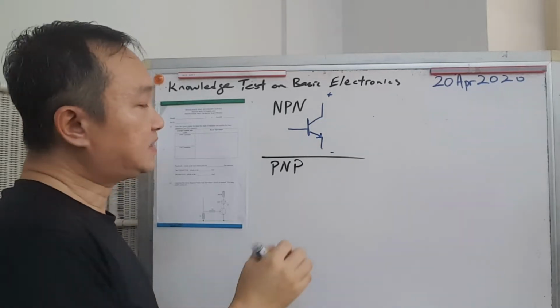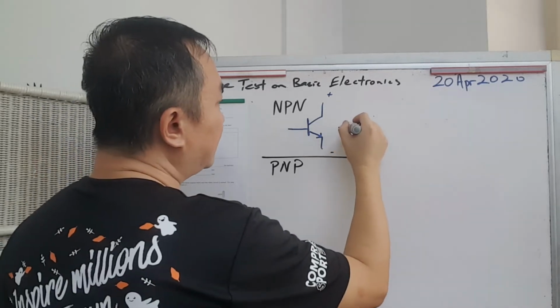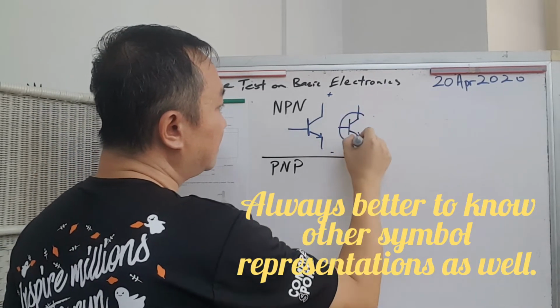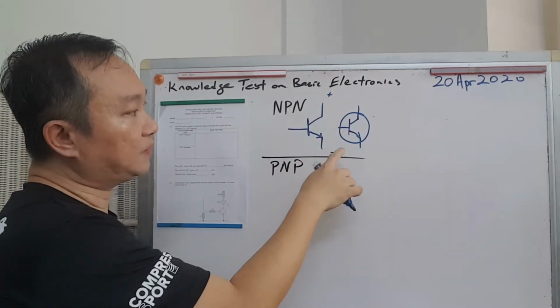Now, you may also see that in some textbooks and revision guides and so on and so forth, you will see this circle encompassing the circuit symbol. This is also acceptable, all right?